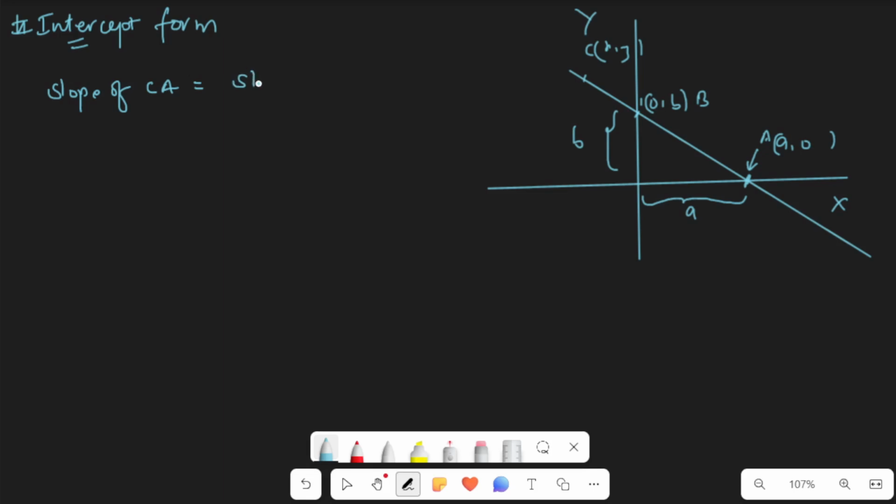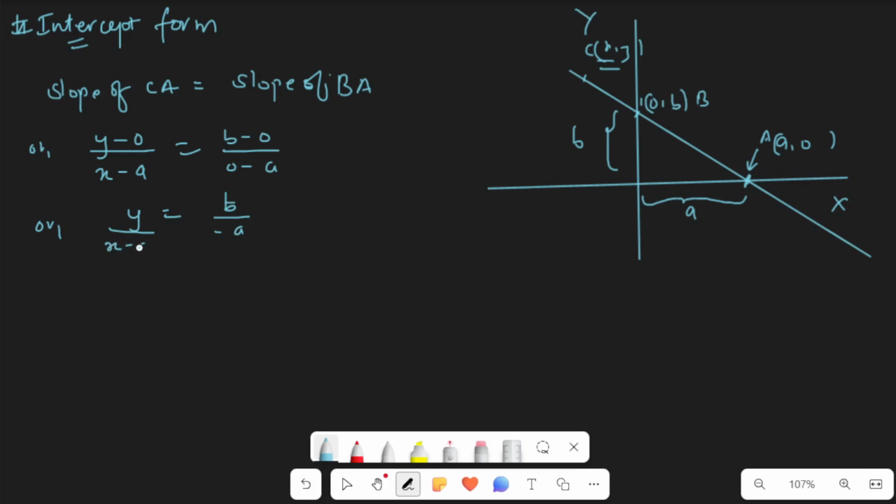Slope of CA will be equal to slope of BA or AB. The slope of CA would be calculated by subtracting y parts, y minus 0, and x parts, x minus a. Slope of BA will be subtracting y parts, b minus 0, subtracting x parts, 0 minus a. This is y over x minus a, and this is b divided by minus a.